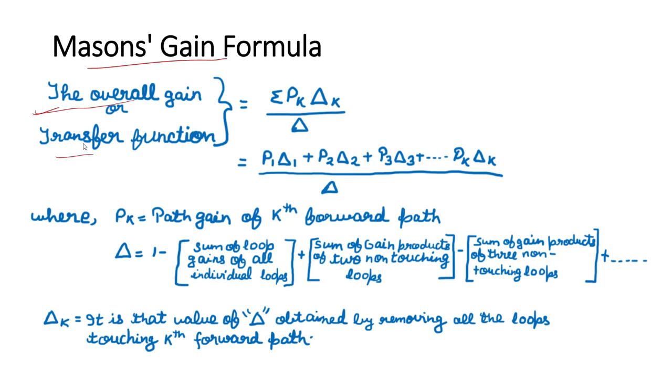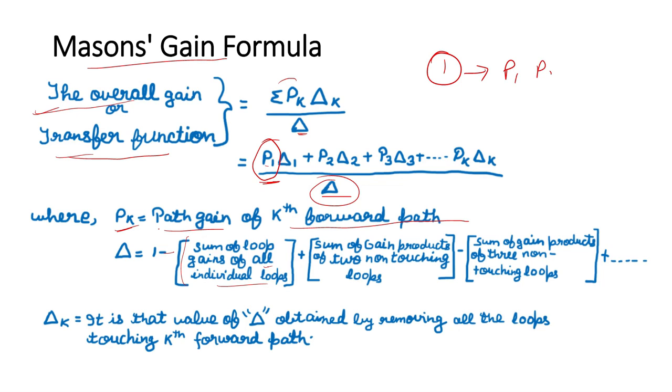The overall gain or transfer function is denoted by the summation of Pk into delta k upon delta, which is P1 into delta 1 plus P2 into delta 2 and so on, divided by delta. Now what is P1? P1 is the path gain of the first forward path, or you can say Pk is equal to the path gain of the kth forward path. And what is delta? Delta is 1 minus the sum of loop gains of all individual loops.